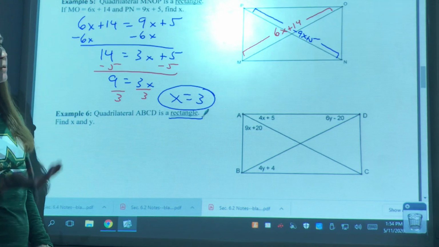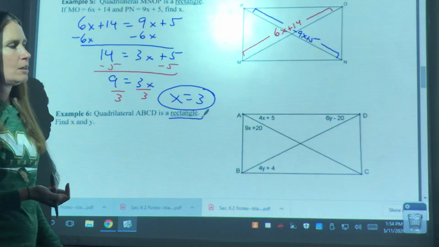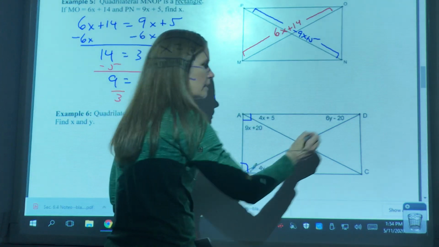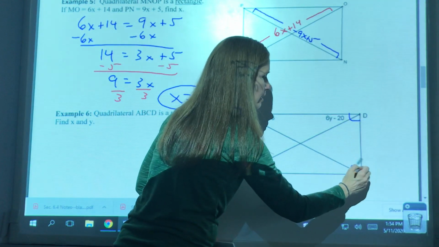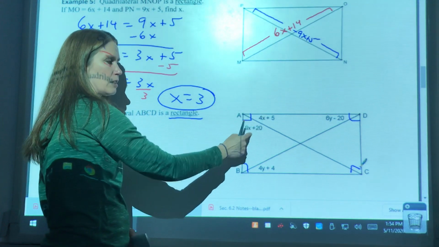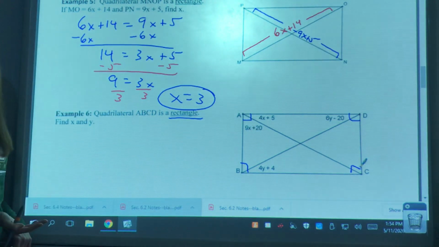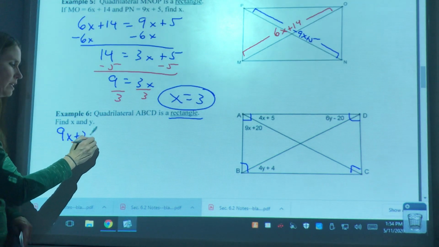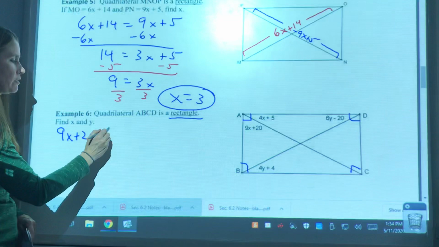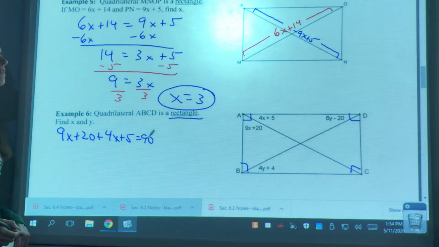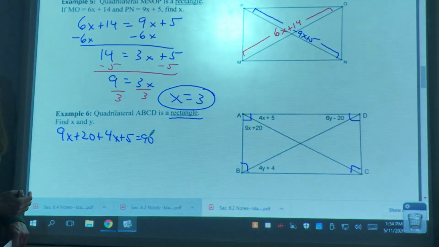So if I think about what I know about a rectangle, one thing that I know is that all these angles are supposed to be right angles. That helps you to draw that in the picture. So if that's a right angle, and I know the expressions for those 2 angles, I know those 2 angles must add up to 90. So I can say 9x plus 20 plus 4x plus 5 equals 90. Okay, I know you can solve that from there.